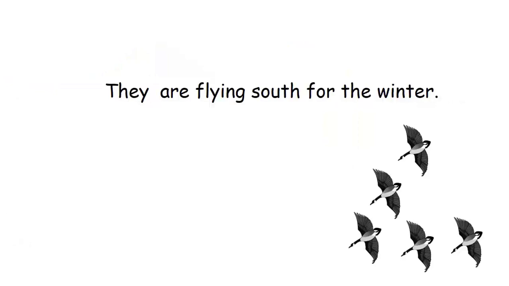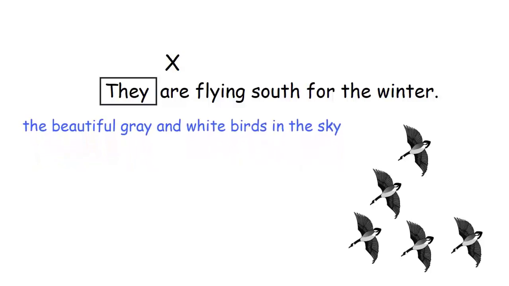They are flying south for the winter. What is the X word? Are. Everything in front of the X word is just one word, they. They is called a referent because it refers back to something else. Pronouns like they are one type of referent. In this sentence, they replaces 9 words, the beautiful gray and white birds in the sky.